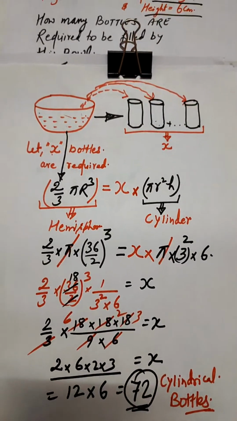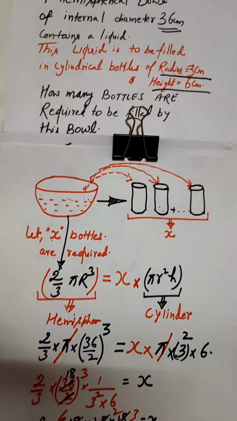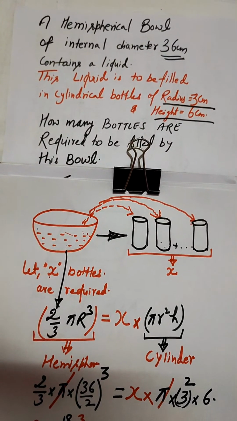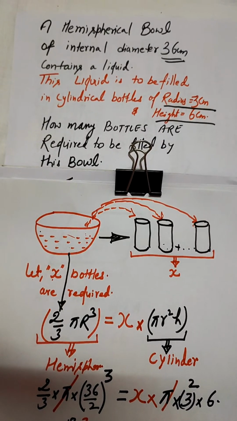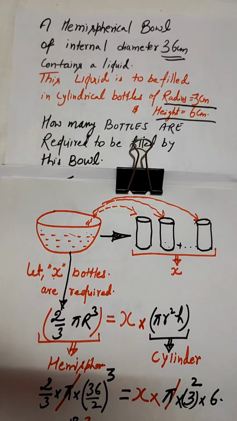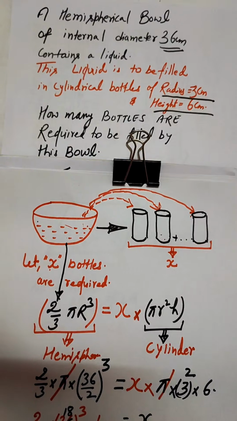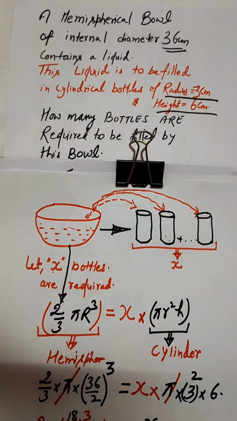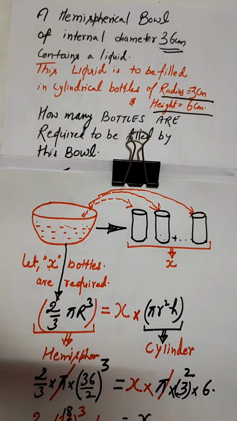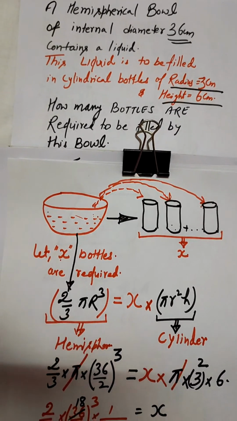So in mensuration, what is the question which we have taken from volume? That a hemispherical bowl of internal diameter 36 centimeter contains a liquid. This liquid is to be filled in cylindrical bottles of radius 3 centimeter and height 6 centimeter. We need to find the number of such bottles where the required liquid of the bowl can be emptied, right?